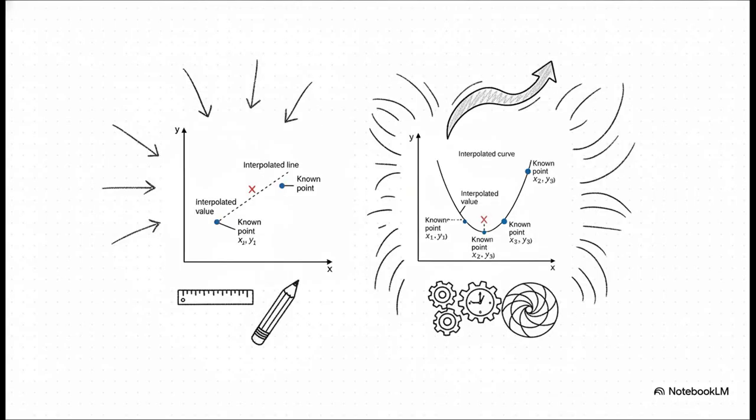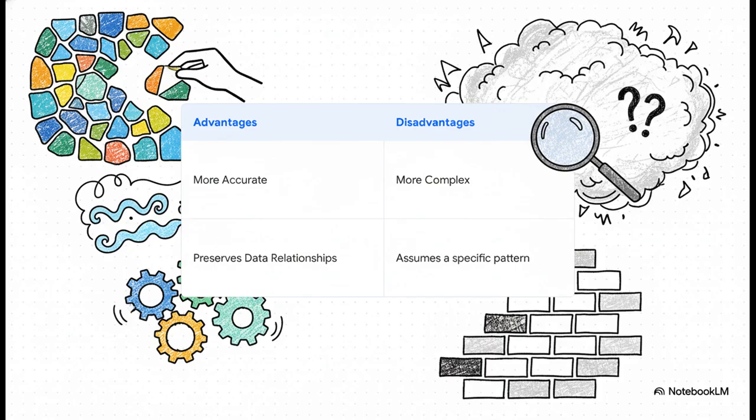Let's just put these two side by side for a second, because this is the real aha moment. On the left, you've got that simple straight line guess. But on the right, you have an estimate that actually follows the natural curve of the data. When your data has some momentum, or it's following a nonlinear pattern, this method is going to be way, way more accurate.